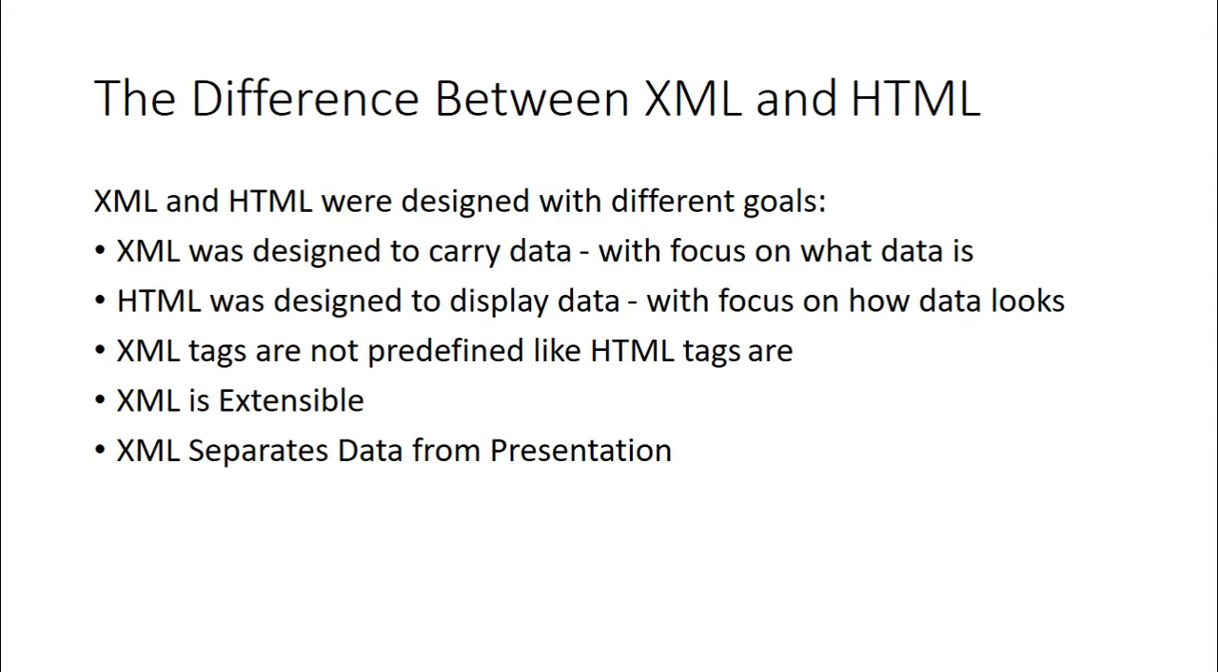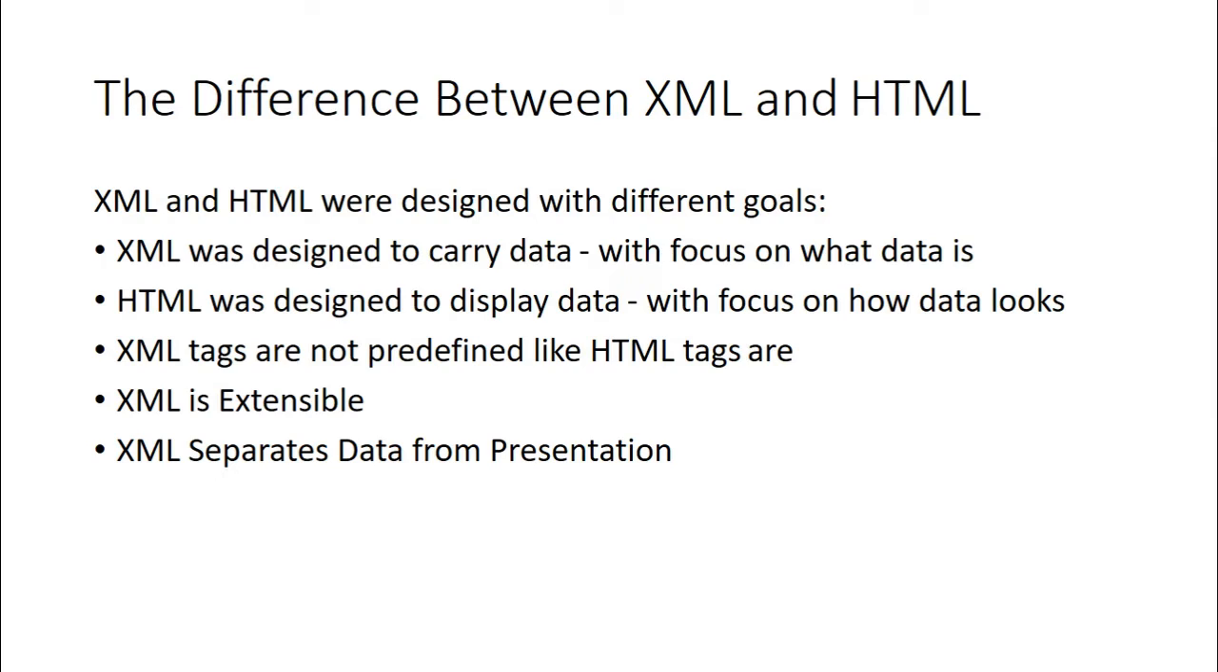Let us look at the difference between XML and HTML before proceeding. XML and HTML were designed with different goals. Let us see what those are. XML was designed to carry data with focus on what data is, whereas HTML was designed to display the data with focus on how the data looks. As we discussed earlier, XML was designed with the purpose of storing and transporting the data. It has nothing to do with displaying the data. Whereas HTML was designed to display the data. It has nothing to do with storing and transporting the data.